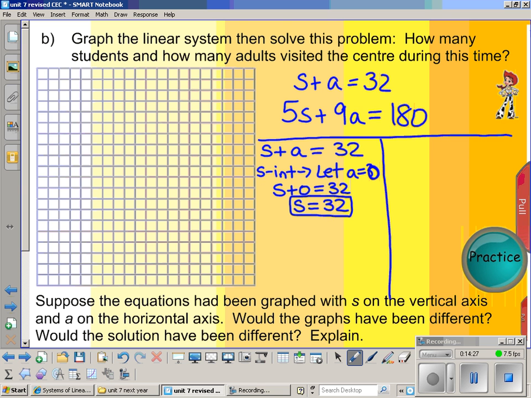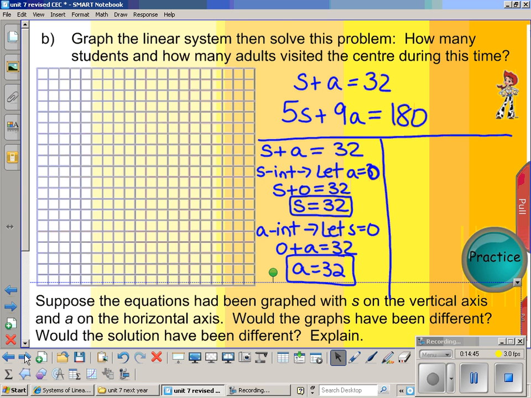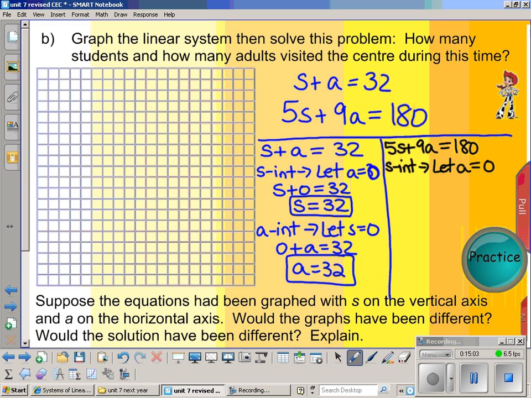All right, let's look at the second. We want to find the S-intercept. So we're going to let A equal 0. So we're going to have 5S plus 9 times 0 equals 180, which is going to give us 5S equals 180. Divide by 5, and you get S equals 36.